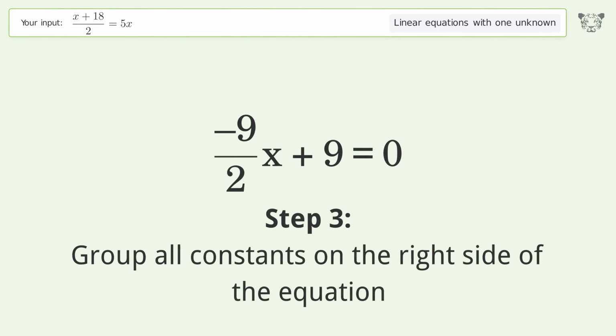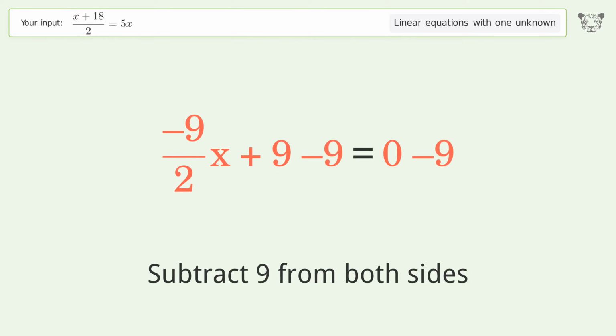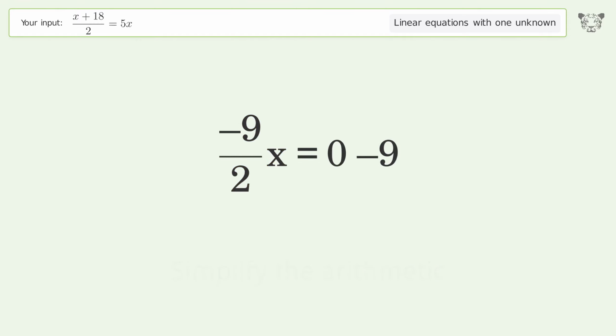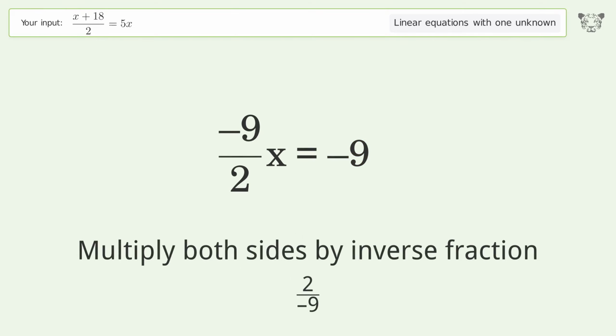Group all constants on the right side of the equation. Subtract 9 from both sides. Simplify the arithmetic. Isolate the x. Multiply both sides by inverse fraction 2 over -9.